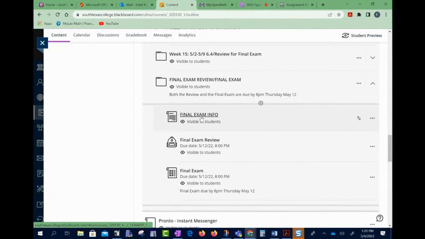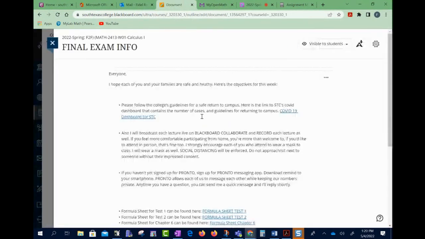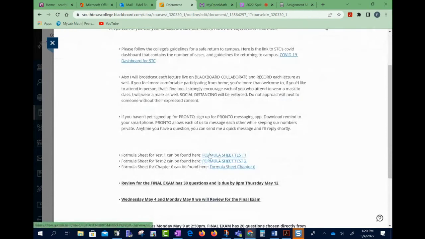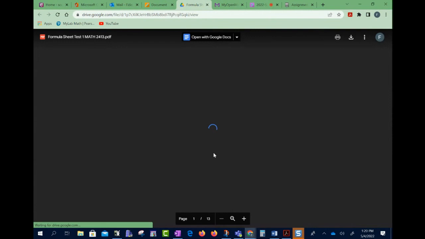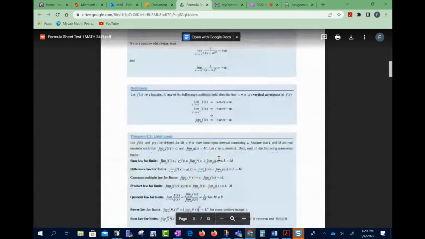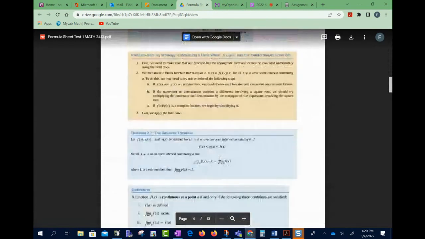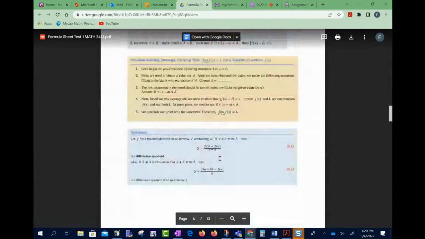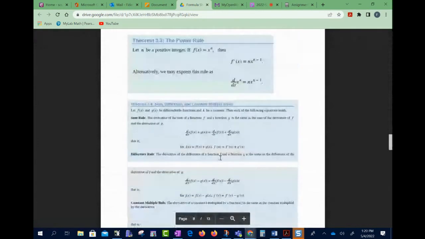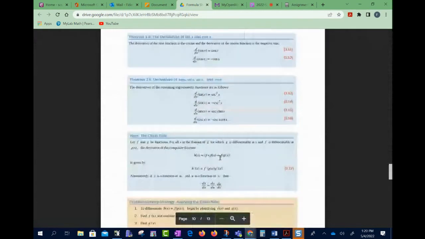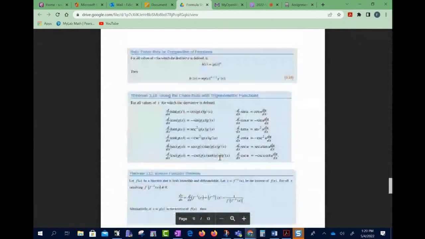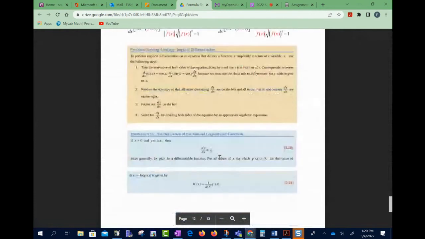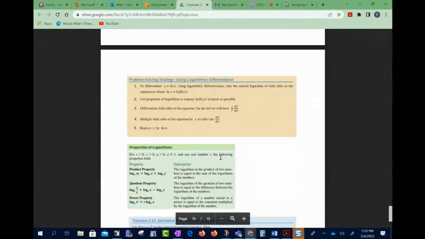In the folder where I put the final exam info, I did give you guys formula sheets, right? The formula sheet for test 1, for test 2, and test 3. So in the formula sheet for test 1, I'm going to open this up and scroll through until I find logarithmic differentiation. This is all limit stuff. This is tangent. That's chain rule. So log differentiation. Here we go.